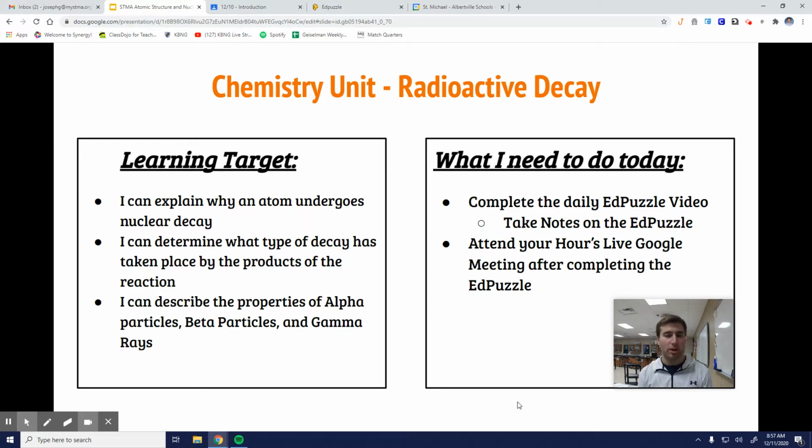So today what we're going to be looking at is explaining why atoms go through radioactive decay, determining what type of decay it is by the products and the reactants, and then we're going to be able to describe the properties of alpha particles, beta particles, and gamma rays.